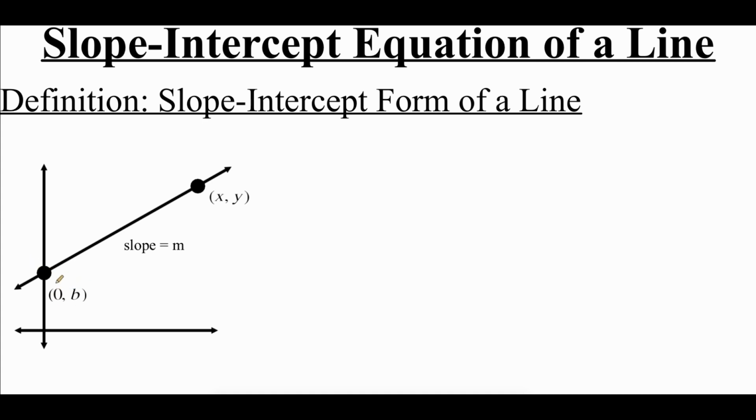So looking over here, I've got this point (0, b) on there. That b value is going to be our y-intercept. And then we know that our slope is our m value. So to write an equation in slope-intercept form, that's going to look like y = mx + b.